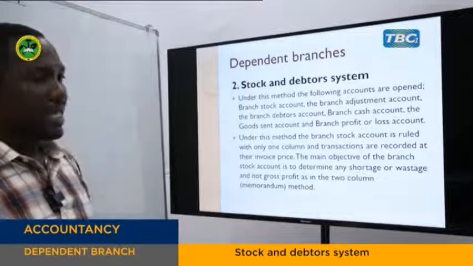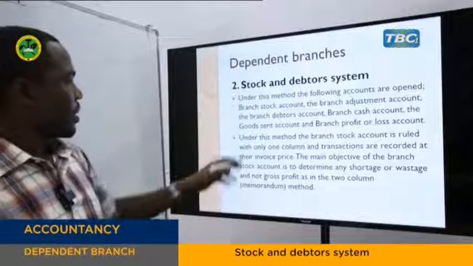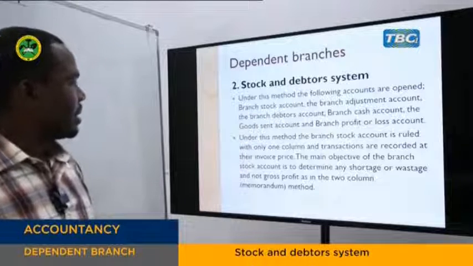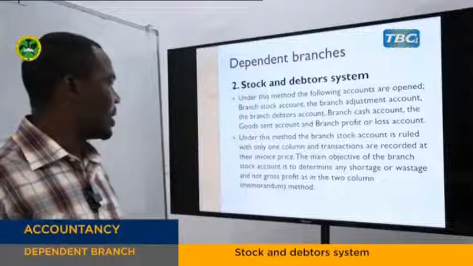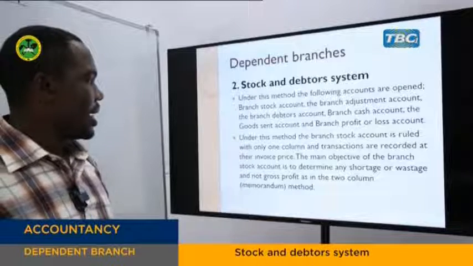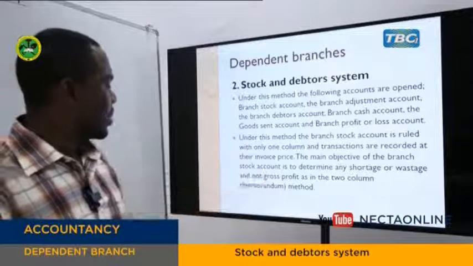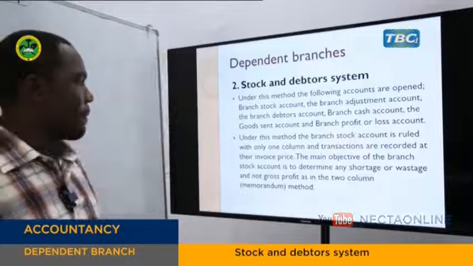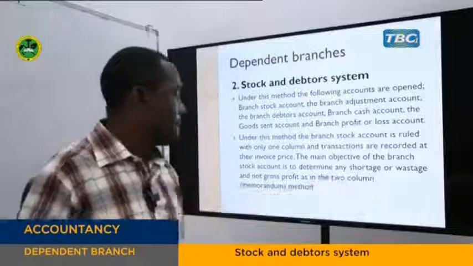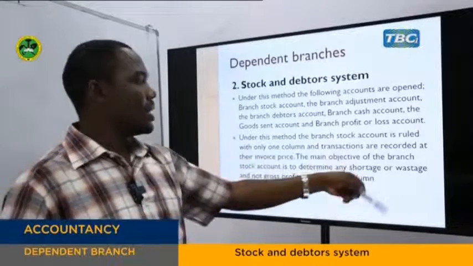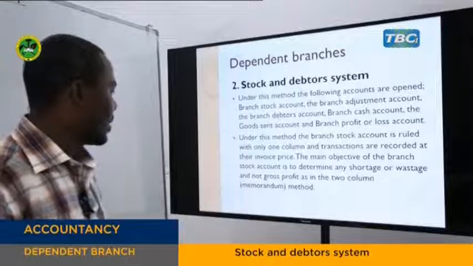So if you refer to the previous method, that is the memorandum method, we had only 5 accounts to open. But here there will be one more additional account, that is branch adjustment. And of course, this account in the previous method was covered in the branch stock account in the base column. Because under this method, the branch stock account, instead of being opened in 2 columns, will be ruled with only 1 column.